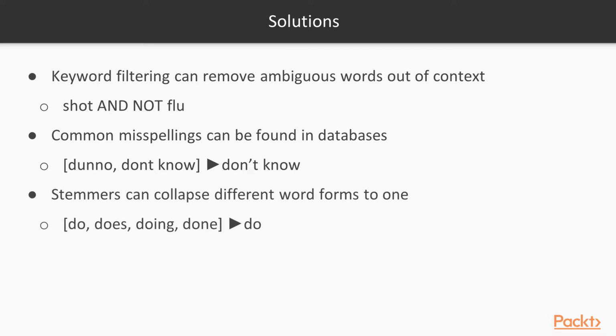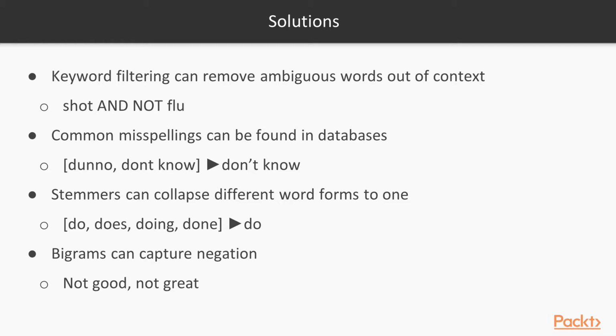Stemmers can collapse different word forms to a base word form. Thinking about negation, not good and not great, instead of using features that are single words, so just good and great, we can use so-called bigrams, which capture two words together and treat them as if those two words were one word. And that allows us to capture a bit more nuance in our sentences. The disadvantage here is that we now have more features. If we count single words and bigrams together, then we have a bigger feature vector and more complexity, and we generally need more data to be able to learn effectively from those bigrams.